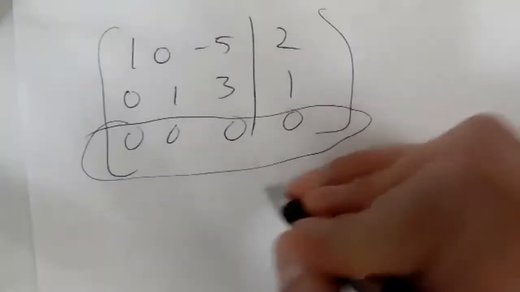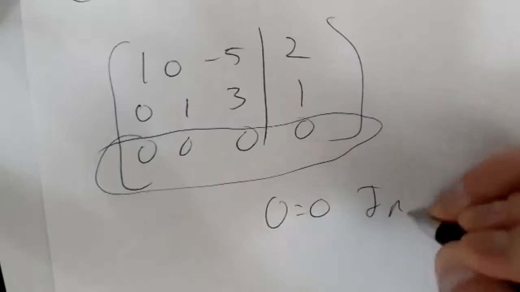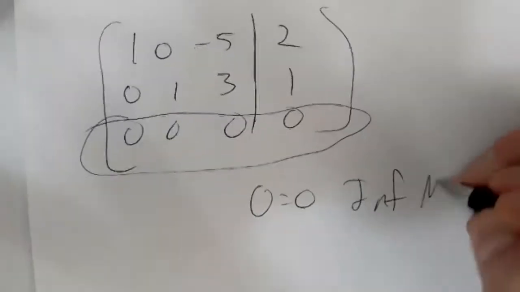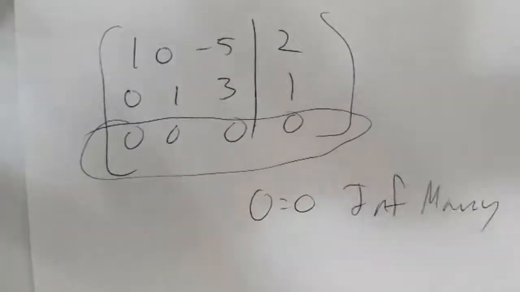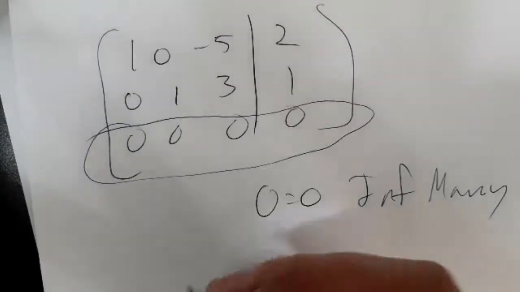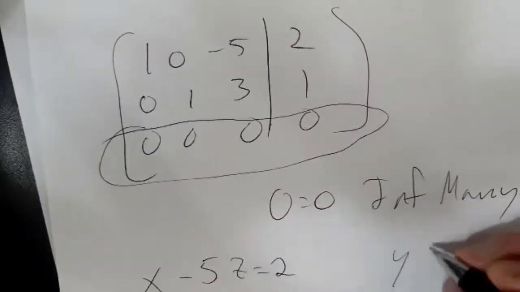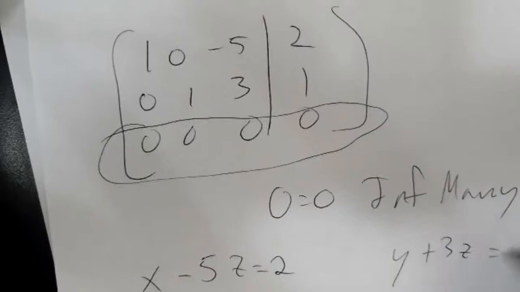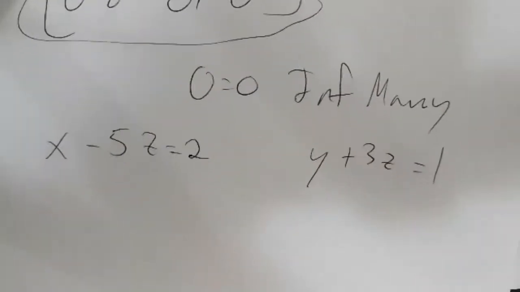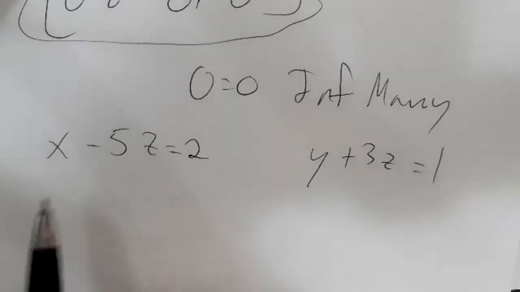So this is giving me 0 equals 0. This means there are infinitely many solutions. There are infinitely many solutions. It's not just anything and everything. So we want to go back and write our line. So this looks like x minus 5z is equal to 2. This is y plus 3z is equal to 1. So we want to solve these two things. We want to solve these two things in terms of z. So solve this thing for x.